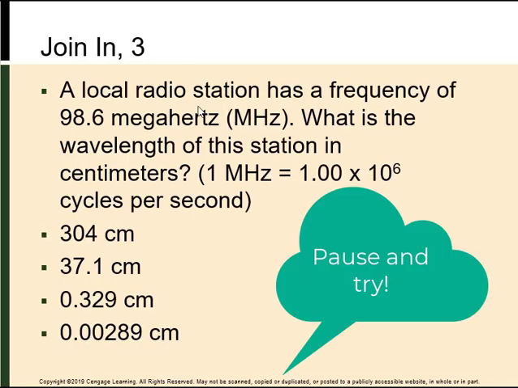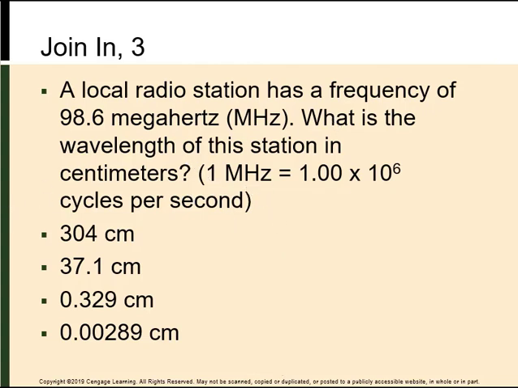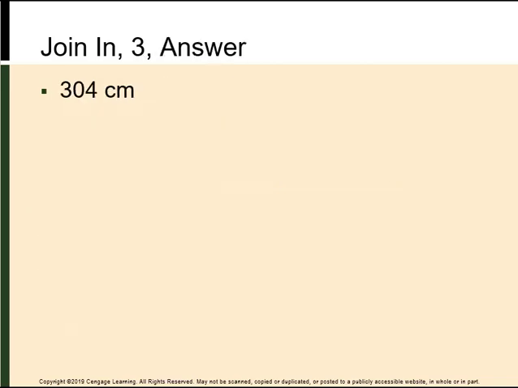The local radio station has a frequency of 98.6 megahertz. What is the wavelength of the station in centimeters? Pause it, and we'll check in just a second. Hopefully you got 304 centimeters.